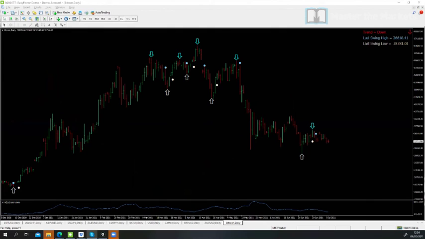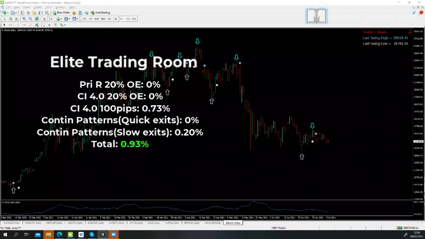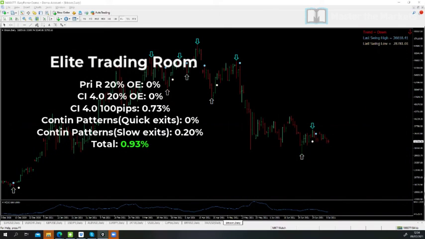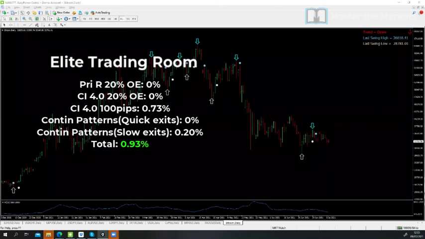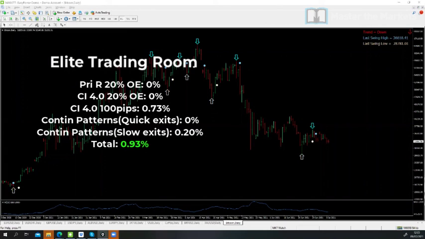And looking at this week's performance in the elite room on the primary runners, we had nothing on the primary runner, 20% OE strategy, on the cash in 40%, 20 pips and 100 pips. We had nothing on the 20 pip strategy. On the cash in 100 pip strategy, we had a trade which gave us a 0.73% to the upside. That was actually a trade that gave us a 1.9% profit, but we had another trade that was in a loss, so it balanced out and it's given us 0.73 to the upside.